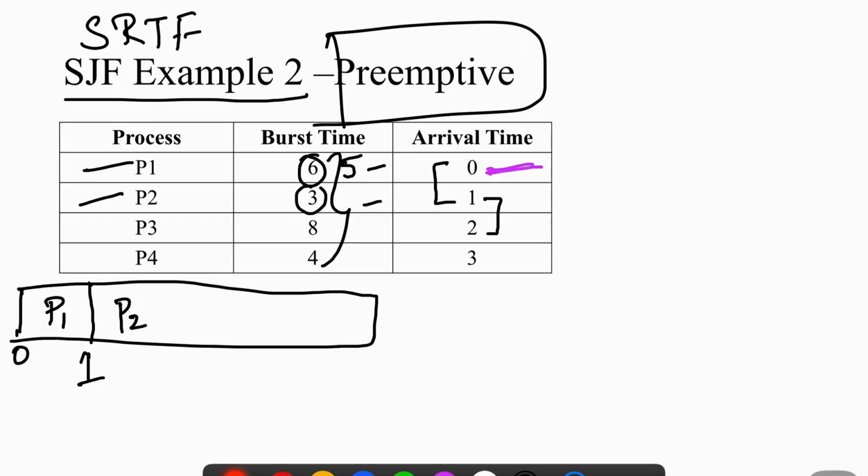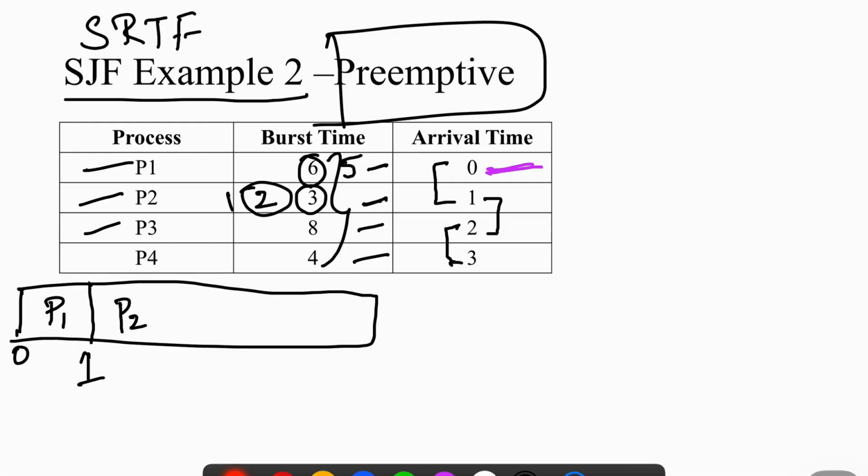At this time P2 is remaining with 2 and I get P3 also. So this time I'll compare P1, P2 and P3, that is 5, 2 and 8 burst time respectively. I'll understand, okay, P2 is still the smallest one, so let us continue with P2. Now 1 more millisecond of execution happens. P2 is remaining with 1 now. P4 comes. Even this is the greater one.